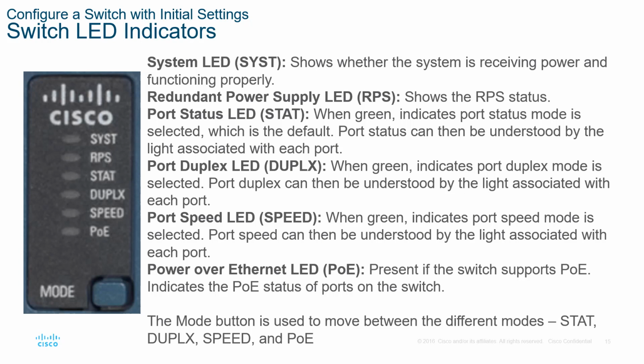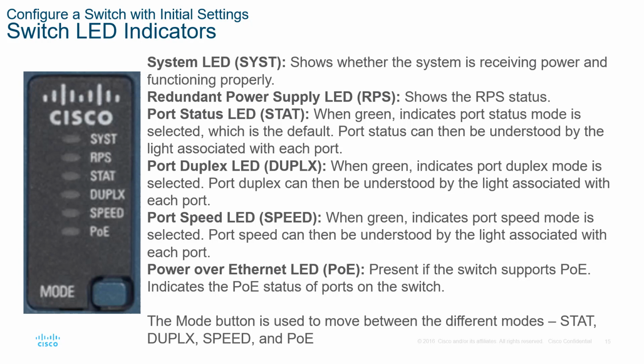Next will be speed, or port speed LED. When the LED is green, it will indicate the port speed mode is selected. On the actual switch itself, the ports will either be green or orange. Green should be speed of 100 megabits. Light of orange will be a gigabit connection. Next will be PoE, and this will represent if PoE is set on those ports. PoE is not enabled by default. You need to make sure that if you're using PoE that it's turned on the ports that are needing it.